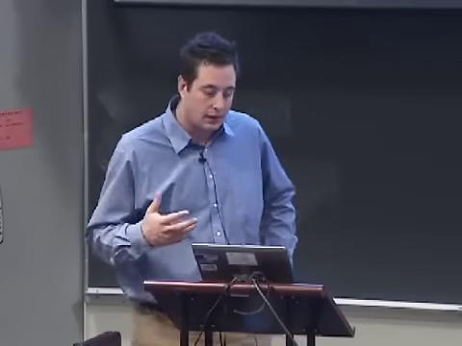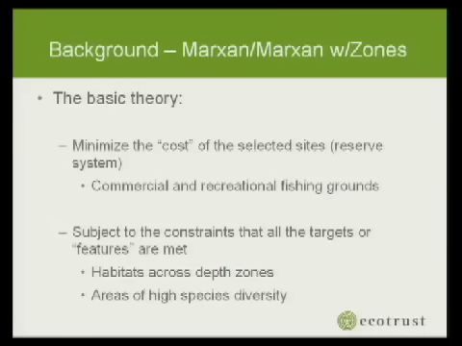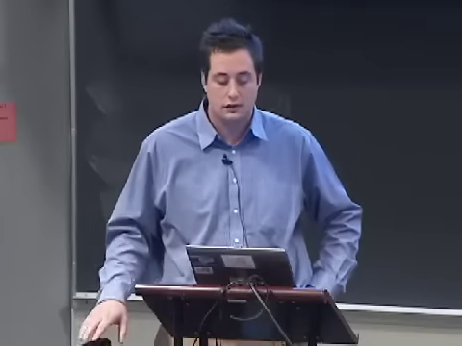So just as a setup, I mentioned it on that previous slide, but the basic theory here is to minimize the cost of selected sites, your reserve system. And how EcoTrust has considered cost, I don't know that this is widely used or not. I think some people use other things for cost, but based on the process that we're working in California, based on the data that we collect in California and the outcomes that we're trying to achieve, we consider our fisheries data as our cost layer. So we go out and we collect data on commercial fishery activities in the ocean and the value of those activities, and we use those as the cost. So we're trying to minimize the impact to those fisheries.